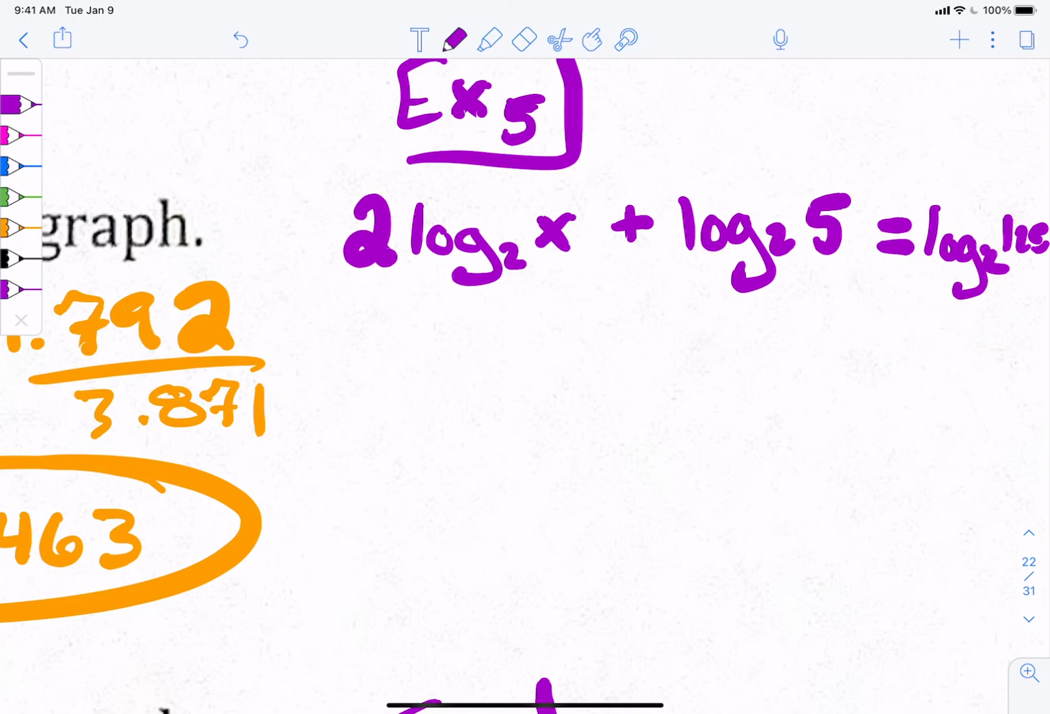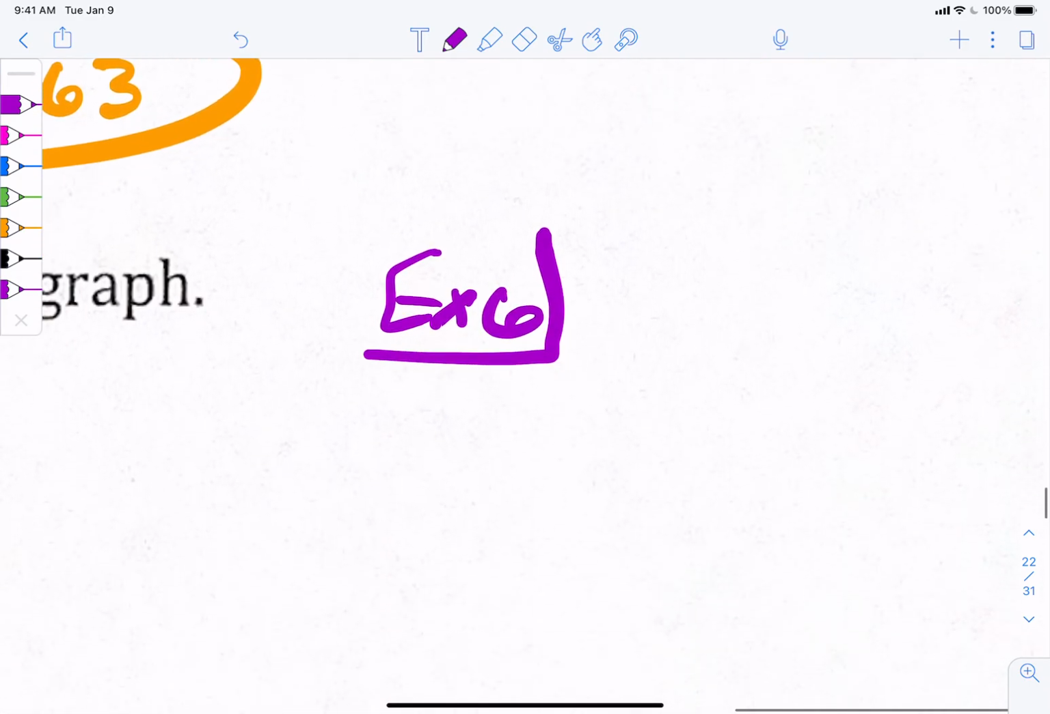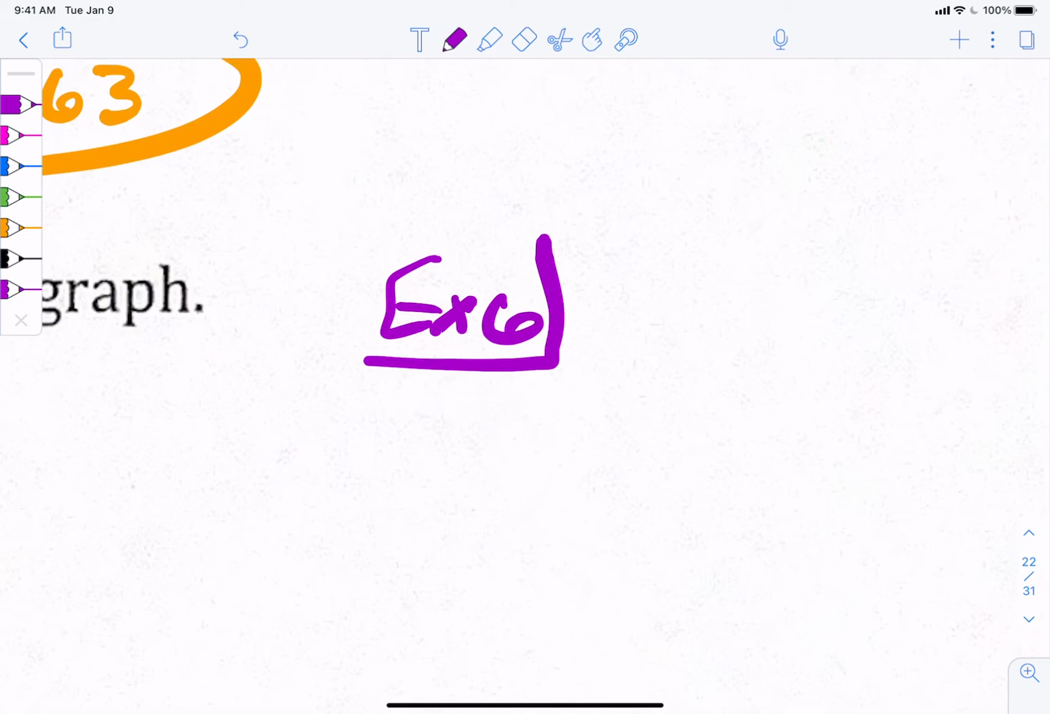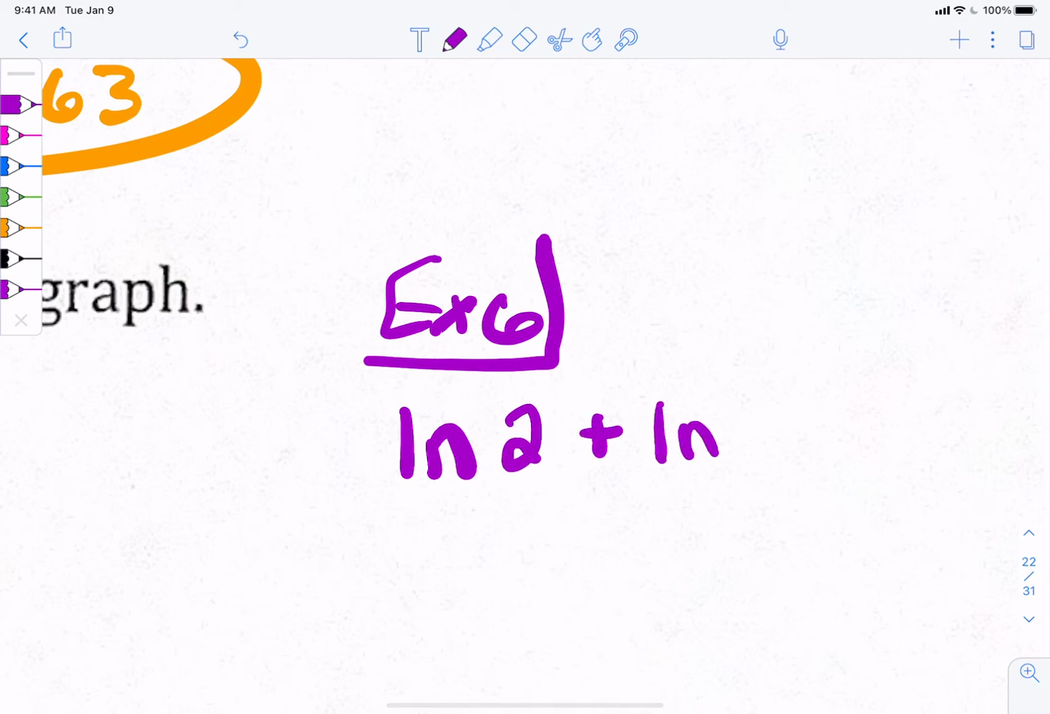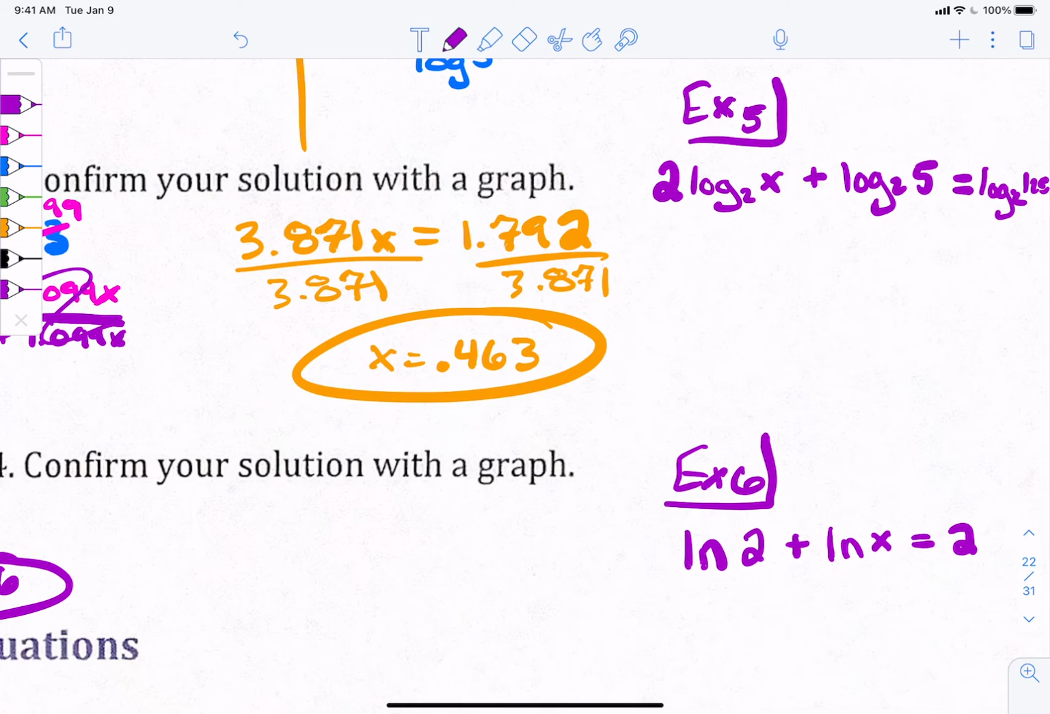Now, this is strategy number 1 for a log. Can I write out the next example before we solve that one? Okay, strategy number 2. Let's say ln of 2 plus ln x equals 2. Let's do that. Equals 2. Okay? So, strategy number 1 versus strategy number 2.